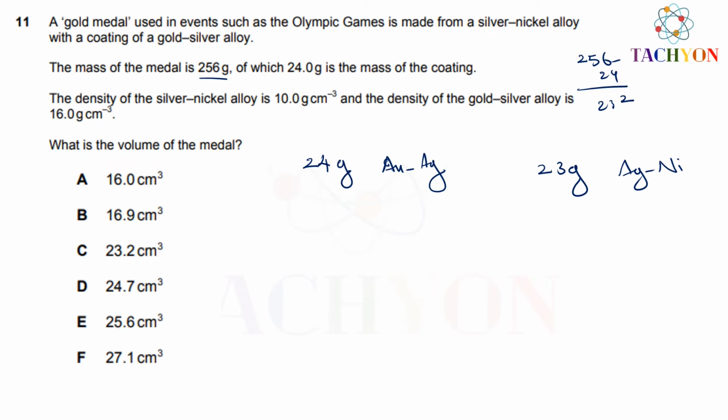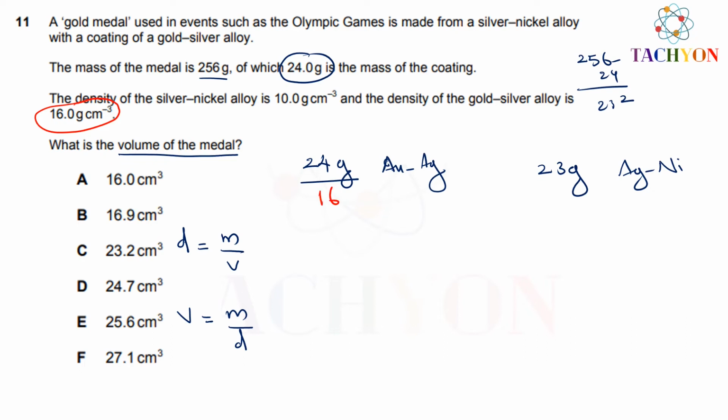The density of the silver nickel alloy is 10 gram per centimeter cube and the density of the gold silver alloy is 16 gram centimeter cube inverse. You know that density equals mass over volume. They are asking you the volume of the metal totally. So volume equals mass over density. For the first one, mass is 24 gram for the coating. The coating is gold silver, that is 16 gram centimeter cube inverse, so you should divide by 16.